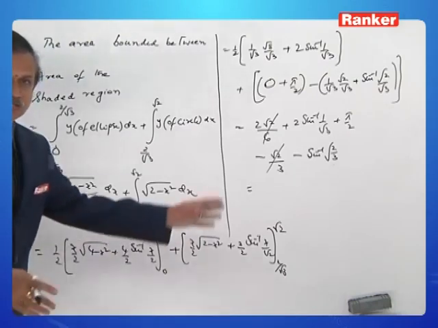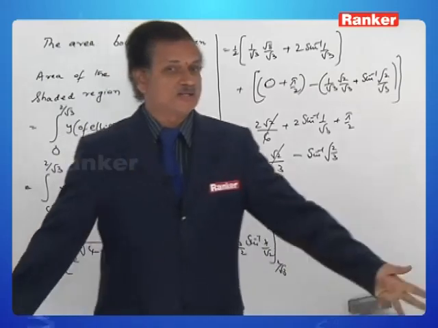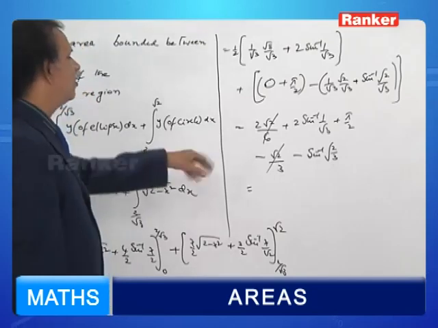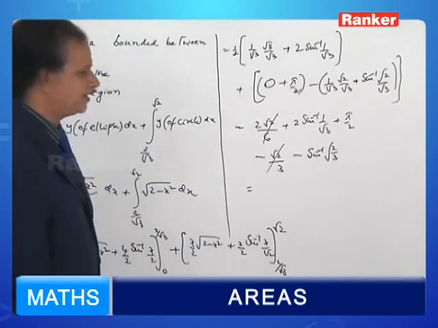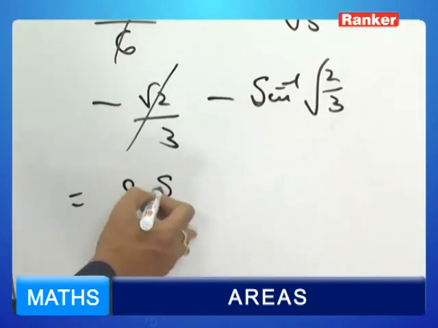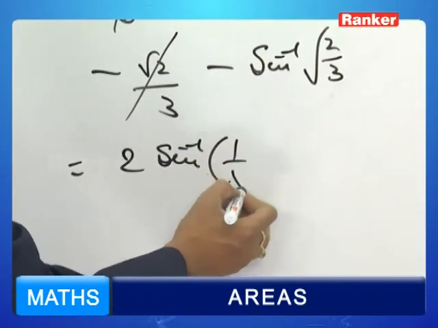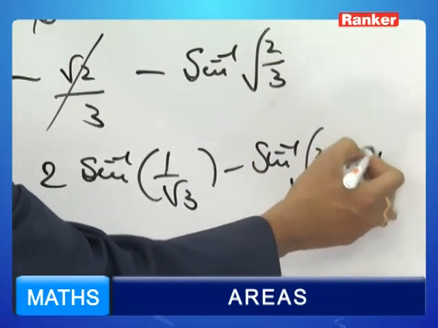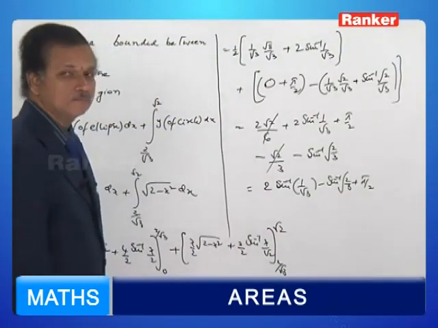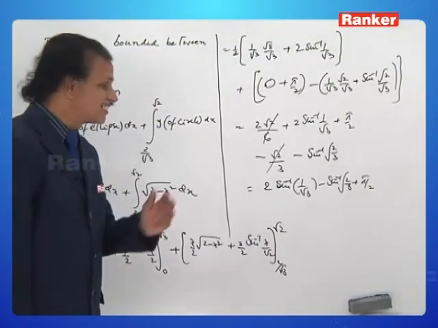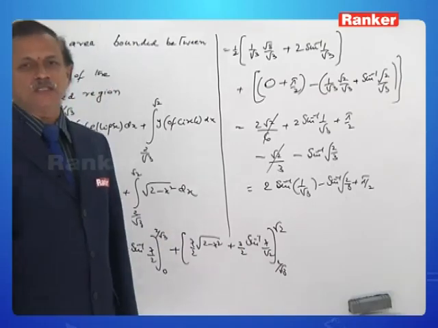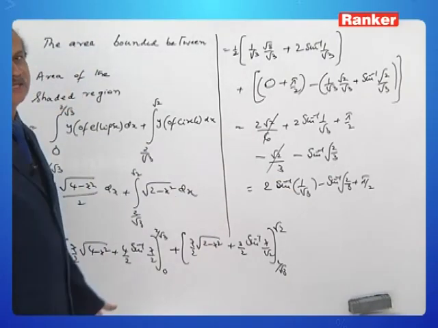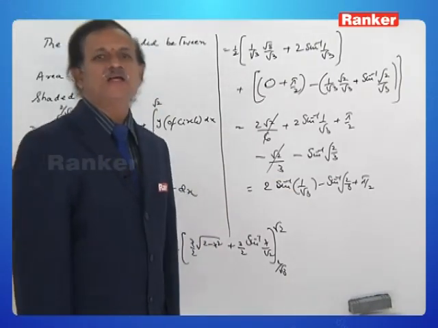Hello friend, this is the shaded area, not the complete area. This is just the shaded area. So what is the complete area? 4 into that much gives you the total area. So the actual answer is 2 into sine inverse 1 by root 3 minus sine inverse root of 2 by 3 plus pi by 2 is the area shaded in the diagram, and hence the total or the required area is 4 times of that. 4 times of that answer is the correct answer.